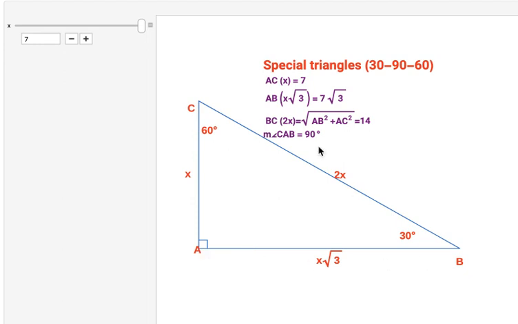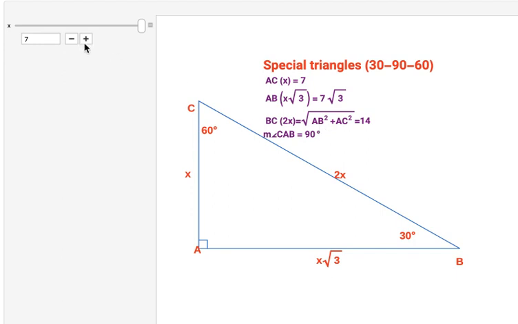Now, AB equals x square root of 3, which is 7 square root of 3. BC equals 2x, which is 14. By Pythagoras theorem, AB square plus AC square gives BC square. See, the measure of angle CAB equals 90. So this is what it is proving: BC equals 2x, which you can find through Pythagoras theorem.